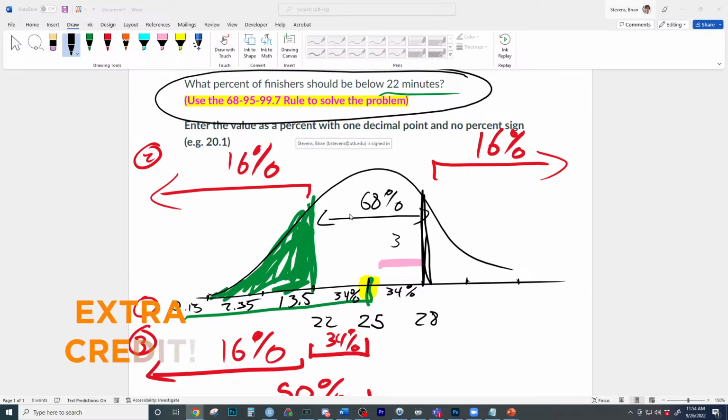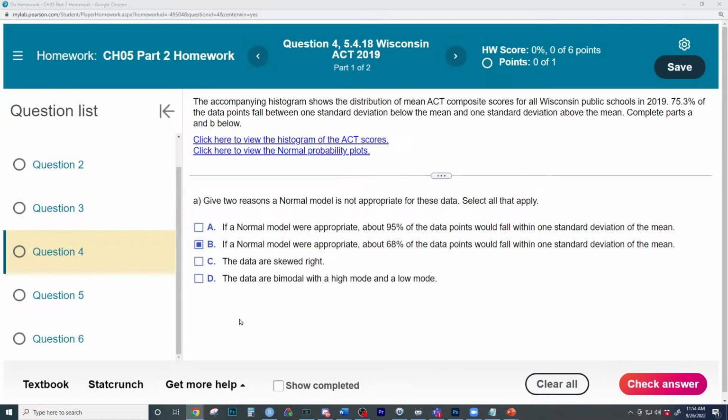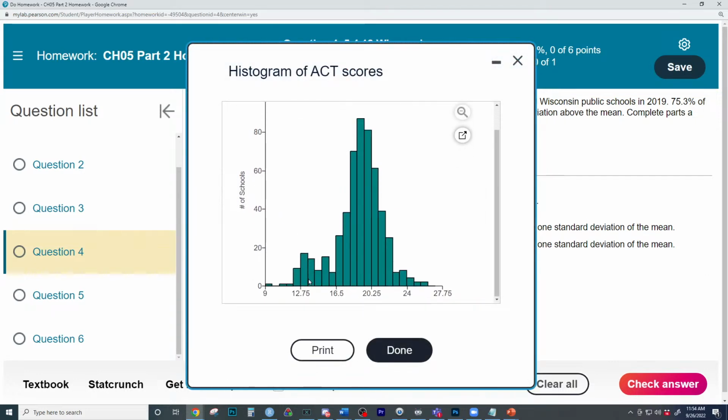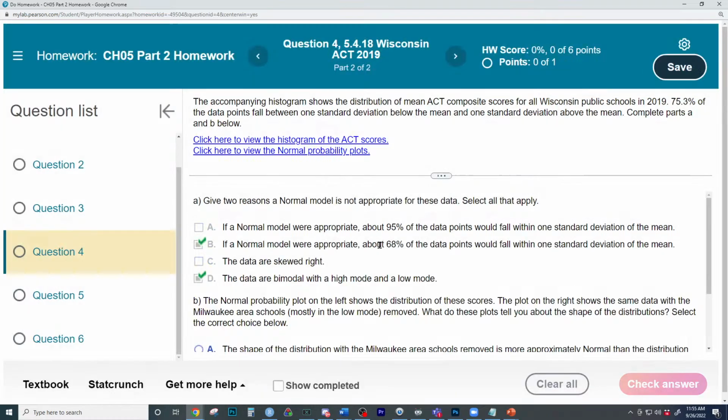So that is true, within plus or minus 1 standard deviation would be 68% of the data. That is true. The data are bimodal with a high mode and a low mode. Slight bimodality here. You can see the high mode and the low mode. Is that a second mode? Is it outliers? It's kind of a toss-up.